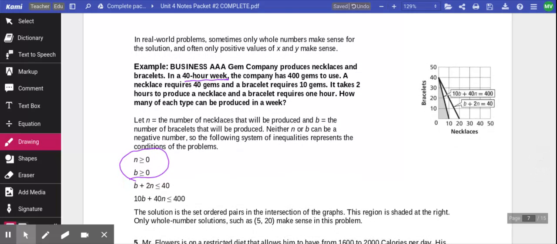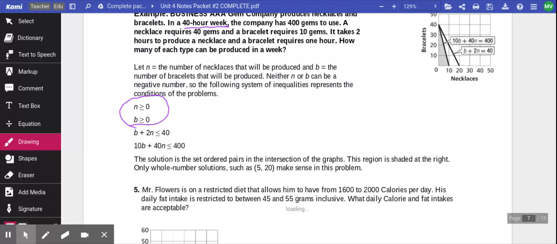So then I graph those. And when I graph them, you see over here on my graph that the defining factor really is the gems, not so much the time. So a solution is anything that's within the shaded region there. So 5, 20 could be a possible solution.